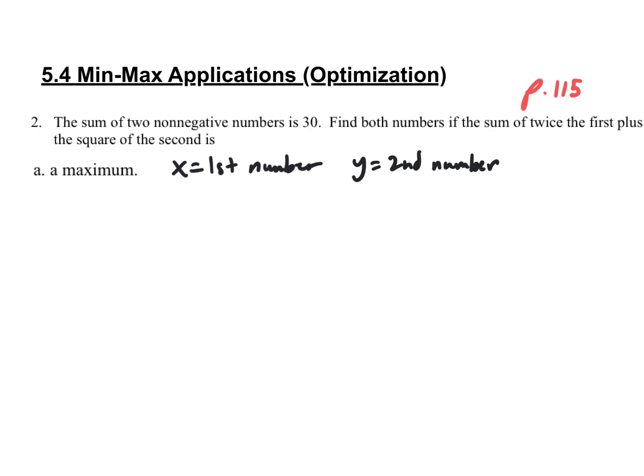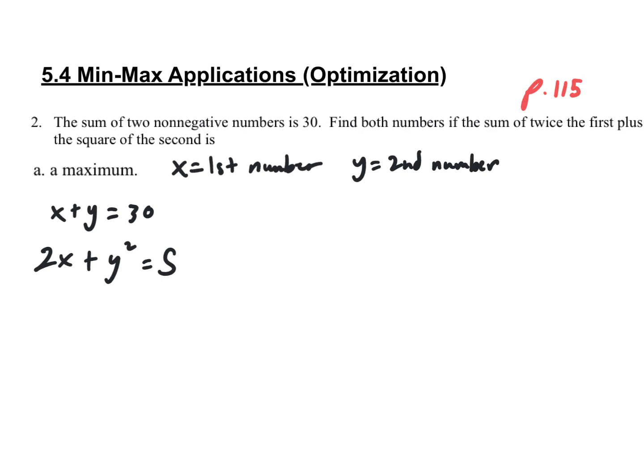So I need to see if there's a way to come up with two equations, because I have two variables, right? In order to solve any type of situation, whether it be optimization problems or just a regular system of equations, I need to have a minimum number of equations equal to the number of variables. So since I have two variables here, I have to have at least two equations. So go ahead and write two equations if you haven't already. So hopefully you have something like this. The sum of the two non-negative numbers, x plus y, is 30.